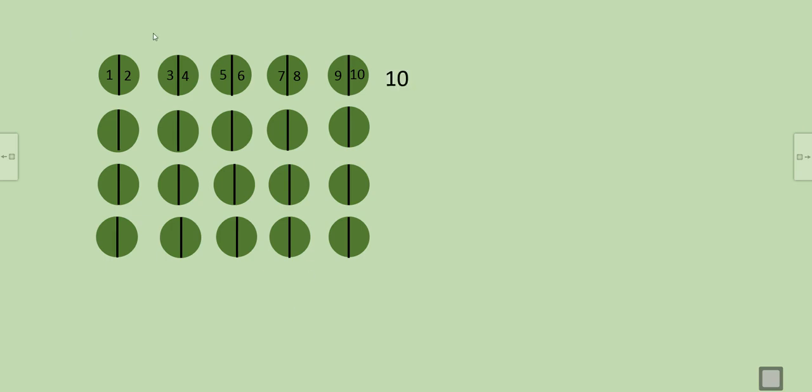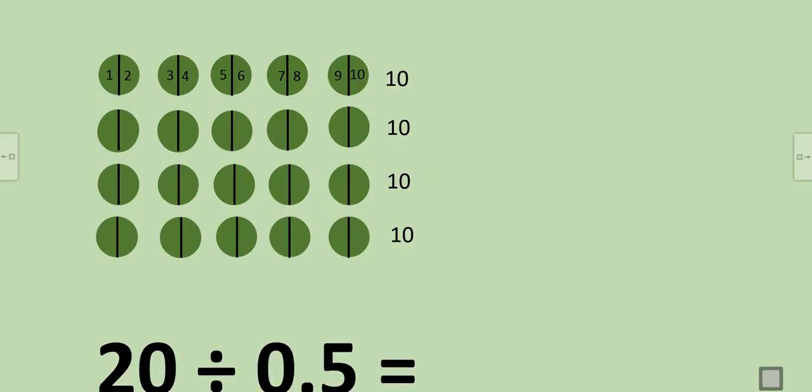So we can get 10 out of that row. And because we've got the same amount in each row, that means we can get 10 out of this row, 10 out of this row, 10 out of this row. So if you add those all up, 20 divided by 0.5 or 20 divided by a half is equal to 40. So there you have it.